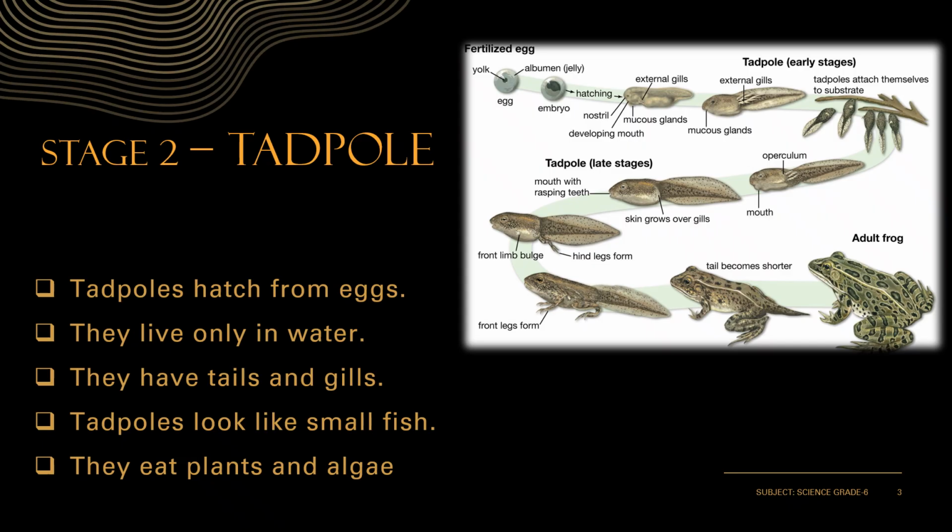Stage 2 of the life cycle of a frog is the tadpole. Tadpoles hatch from the eggs. They live only in water. They have tails and gills to breathe inside the water. Tadpoles look like small fish, and they eat plants and algae. Algae are just like plants.